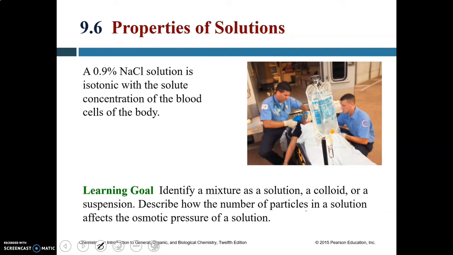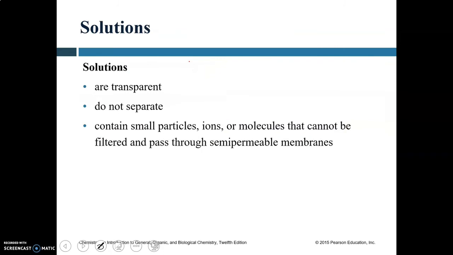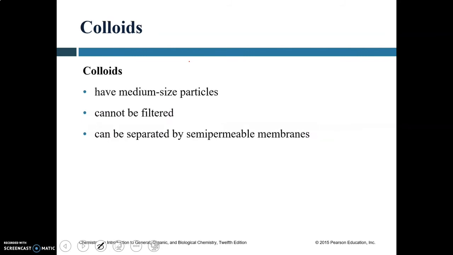Now, in our next chapter, we're going to discuss osmosis and dialysis, why it's important, and the solution that is used to maintain the blood volume in patients, the so-called isotonic or physiological solution, 0.9% sodium chloride. As we mentioned before, solutions are transparent. They don't separate, at least chemically, and they contain ions, molecules, very, very small particles. They can't be filtered through the filter, but they can pass through semi-permeable membranes.